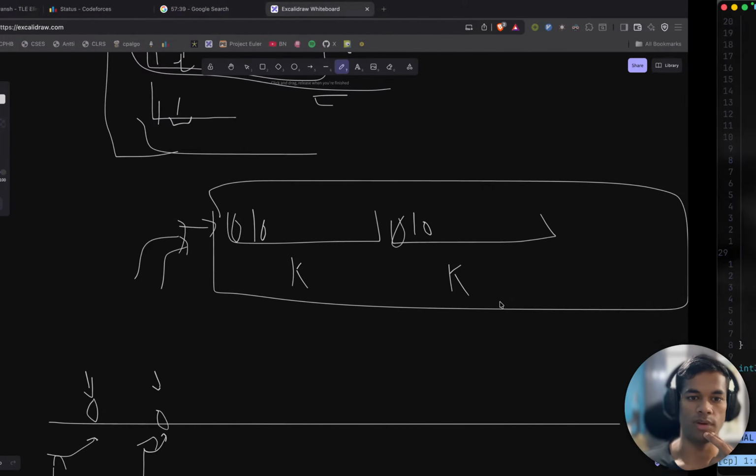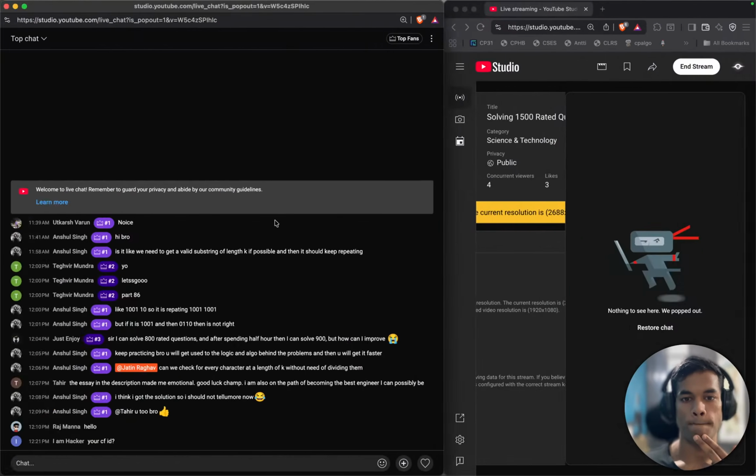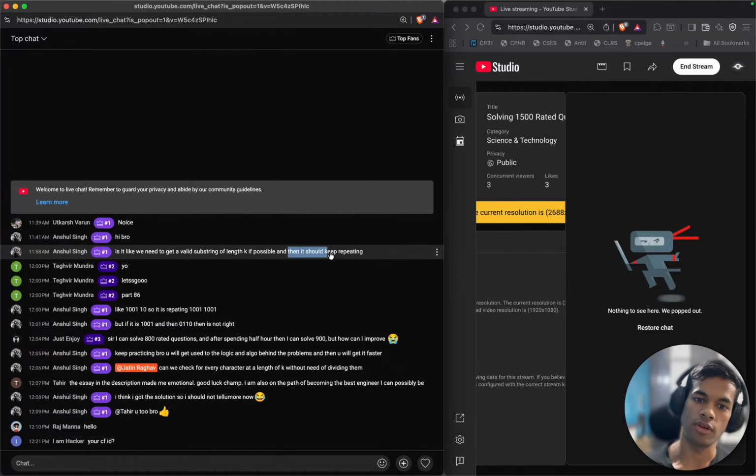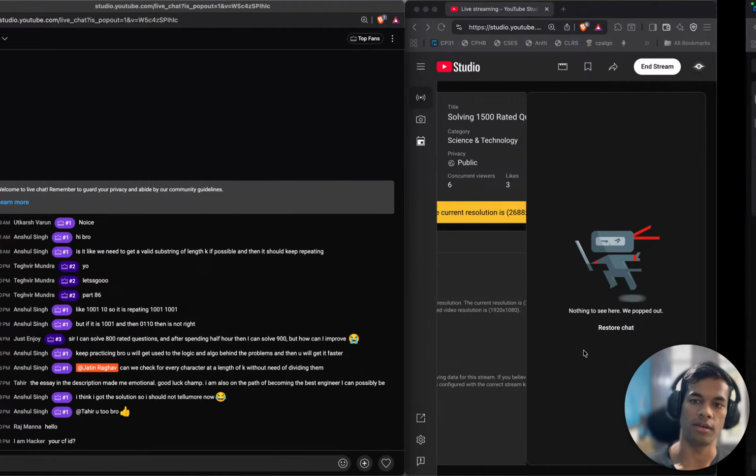This thing seems to be easier to implement. That is good. I will remember this. That thing should keep repeating. That makes sense.